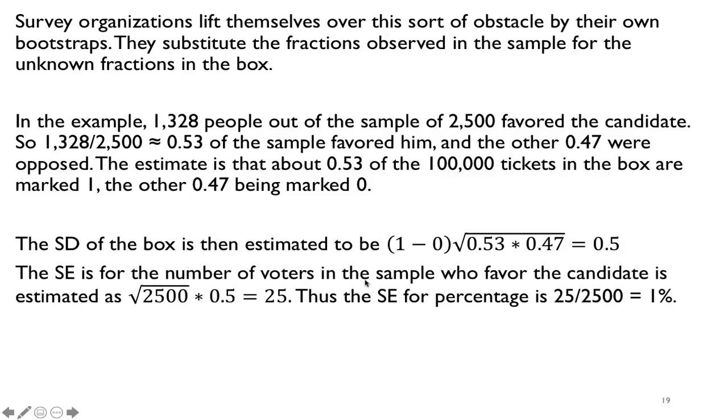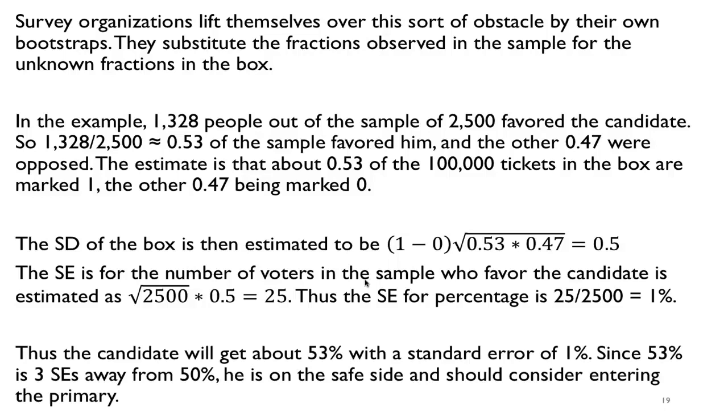That means the SE number is root of 2500 times 0.5, which is 25. And then convert that into a SE for percentage by dividing by 2500, we get 1% SE error. So that means that the candidate expects to get about 53% of the vote, and the standard error for percentage is about 1%. Because 53% is actually 3 SE away from 50%, he's on the safe side. That means that the error is small enough that he should be confident that he should get at least 50% of the support, and that he should enter into that race.